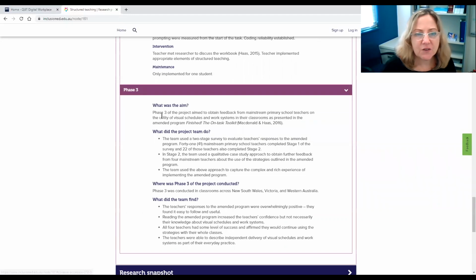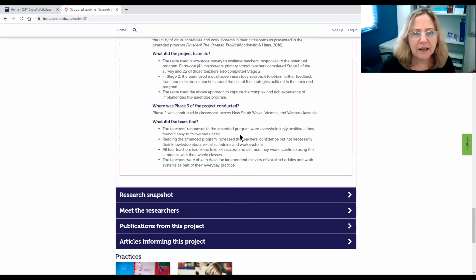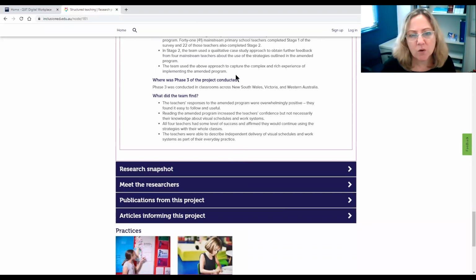And so phase 3, the aim was to obtain feedback from mainstream primary school teachers on the utility of visual schedules and work systems. And if we go down here, we find more information, for example, that teachers in New South Wales, Victoria and Western Australia participated in this element. And what did they find?